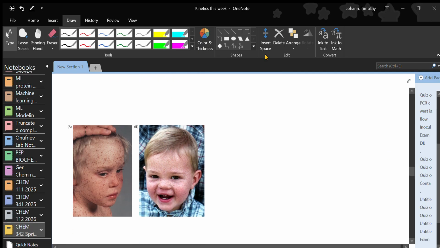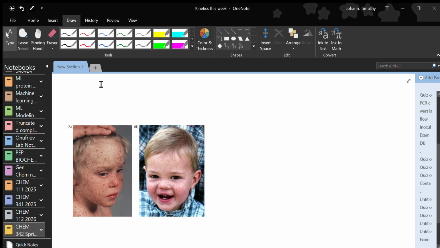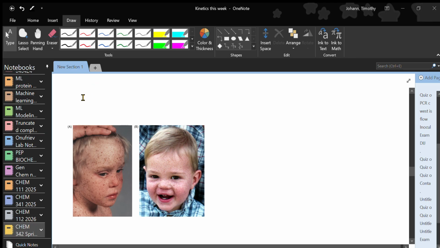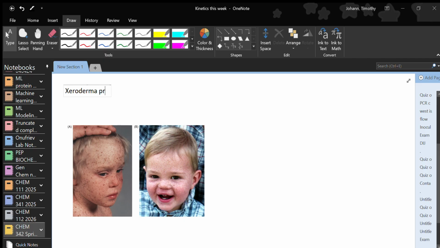All right, so we're going to now go on to talking about DNA damage. I've got pictures here of one or two kids that have a disease called xeroderma pigmentosum.